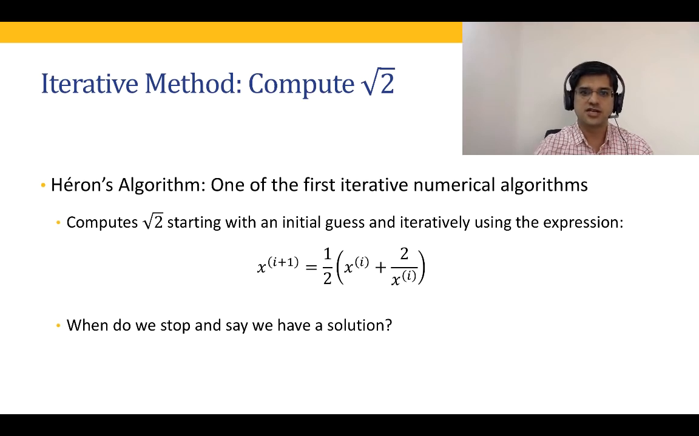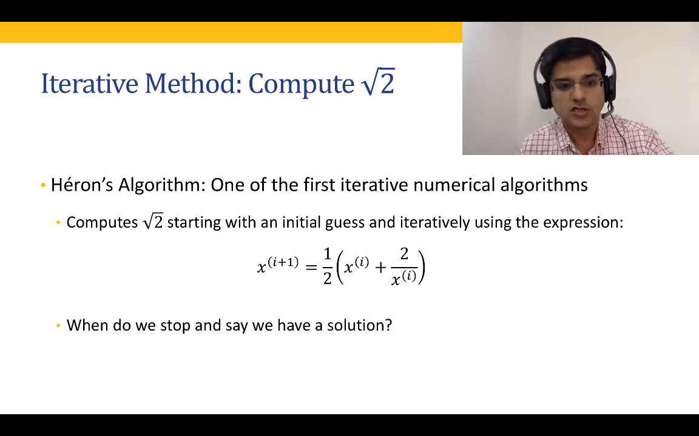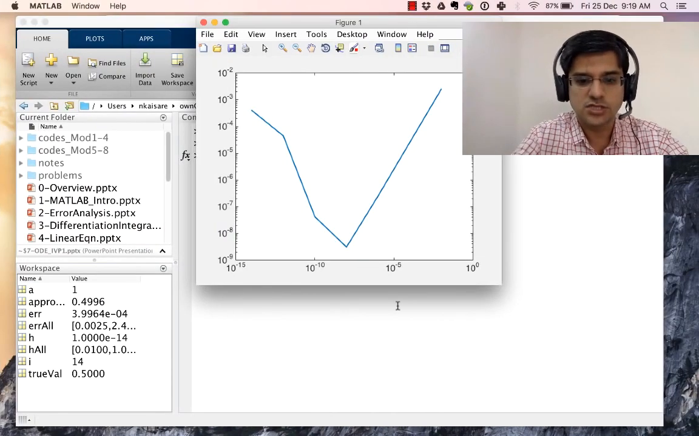We use that initial guess and we iteratively use this equation. So x equal to half of x plus 2 by x is going to give us the next solution, and we will keep going with these iterations till we are convinced that we have reached a solution. So let's go to MATLAB and do this.